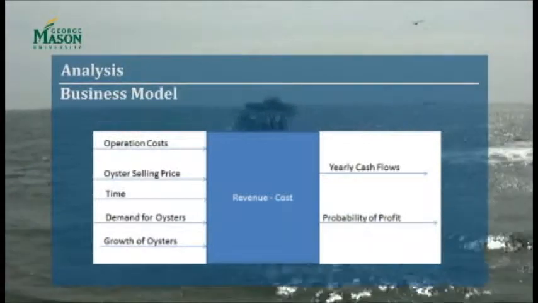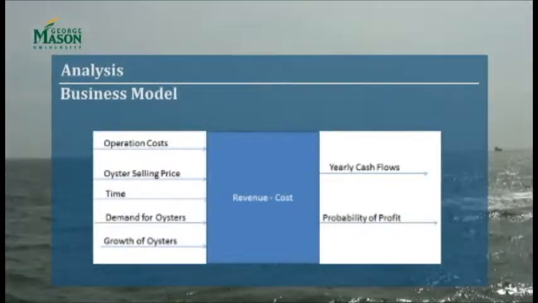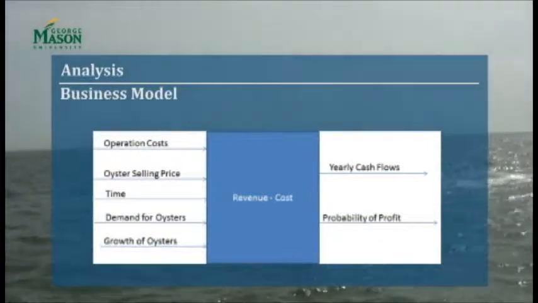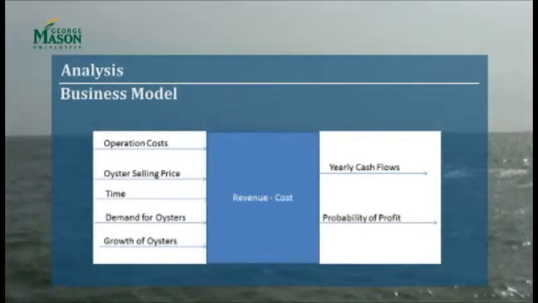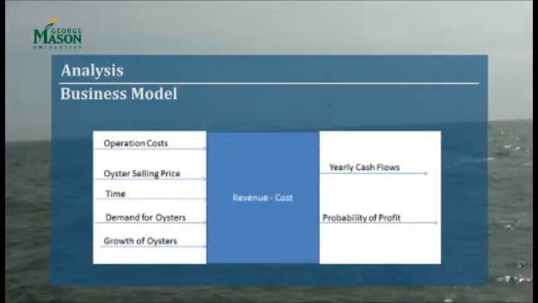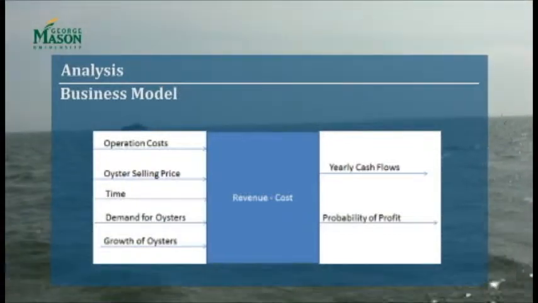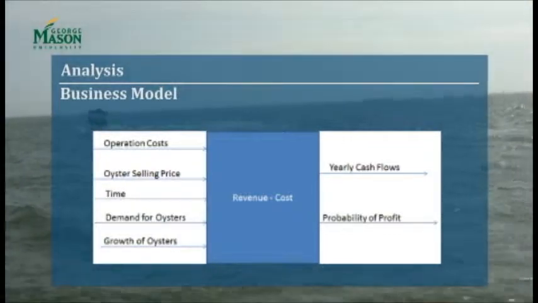The business model calculates the yearly cash flows from the probability of profit in yearly increments. The inputs to the business model include the output from the growth model, costs of oyster operations, selling price of oysters, the amount of time the model will run, and the demand for oysters.